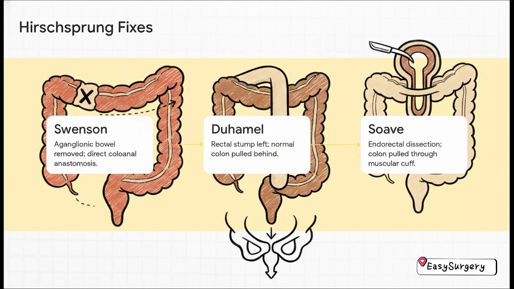The Swenson procedure just removes the bad bowel entirely for direct perineal anastomosis. The Duhamel leaves the stump and pulls the good colon down behind it. And the Soave dissects out the mucosa and pulls the healthy colon straight through that remaining muscular cuff.